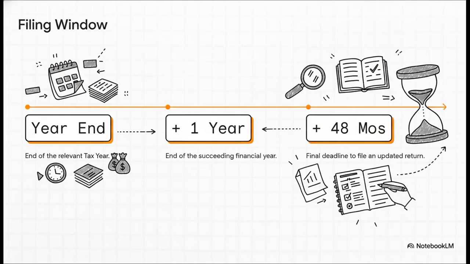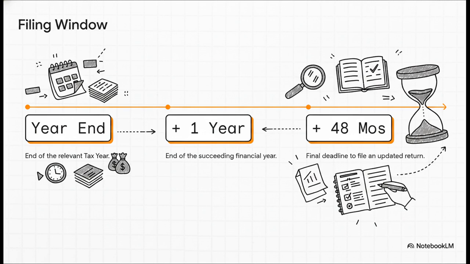So how long do you have to fix a mistake? According to the official FAQs and the statute, you don't have forever. Taxpayers have exactly 48 months to file this updated return, but pay close attention to when that clock actually starts ticking. It starts from the end of the financial year succeeding the relevant tax year.